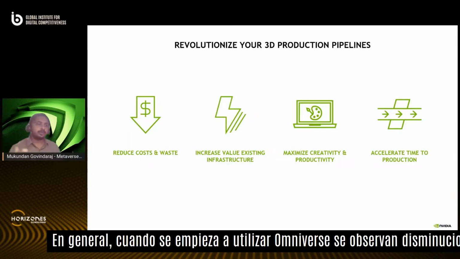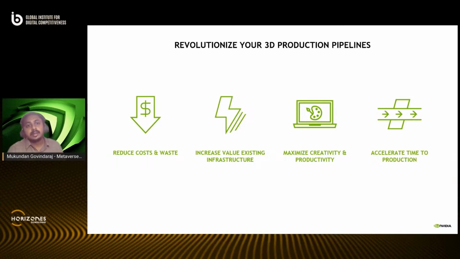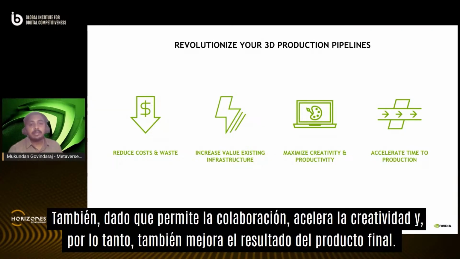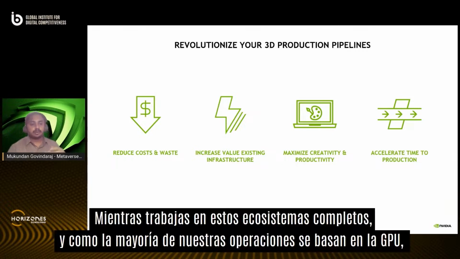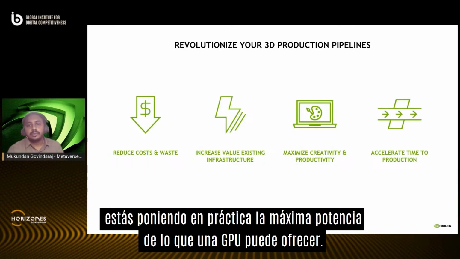So overall, when you start using Omniverse, you will see a visible decrease in the time to deliver, and of course, you're saving a lot of cost. Secondly, since it enables collaboration, it throttles creativity and thereby also improves the end product output. Plus, while you're working on these entire ecosystems, since most of our operations are GPU based, you are putting to use the maximum power of what a GPU can offer.